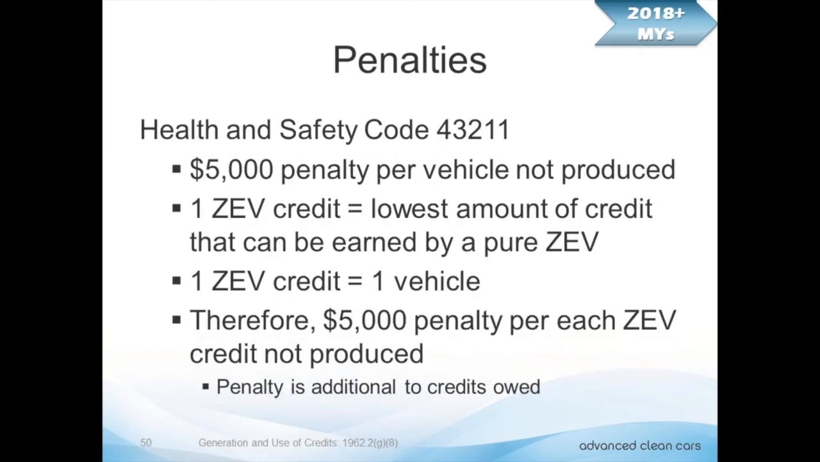Health and Safety Code 43211 specifies that there is a $5,000 fine for each vehicle not produced. Starting in 2018 model year, the lowest number of credits that a ZEV can earn would be 1 per vehicle. As I stated earlier in the presentation, the regulation requires manufacturers to produce ZEVs. Therefore, 1 ZEV credit equals 1 vehicle for the purposes of penalties. Therefore, the manufacturer will incur a $5,000 penalty per each ZEV credit not produced. And this financial penalty is in addition to credits owed towards deficits.